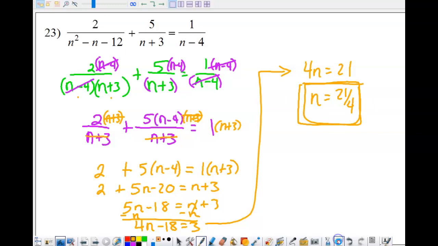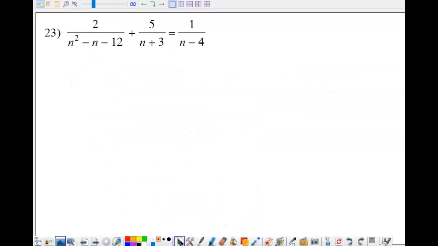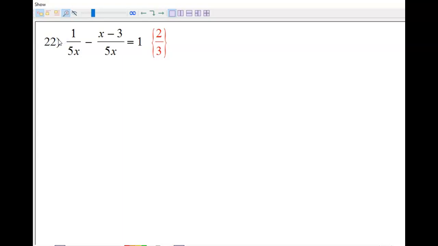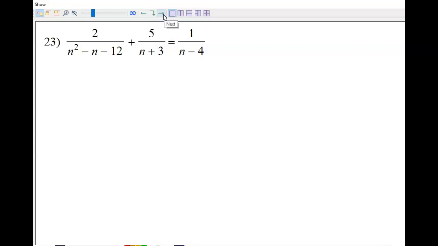All right. I skipped this one, but I can show you guys the answer if you're interested. Let's see here. That was number 22. You should end up with 2/3. Okay, let's do another one here.